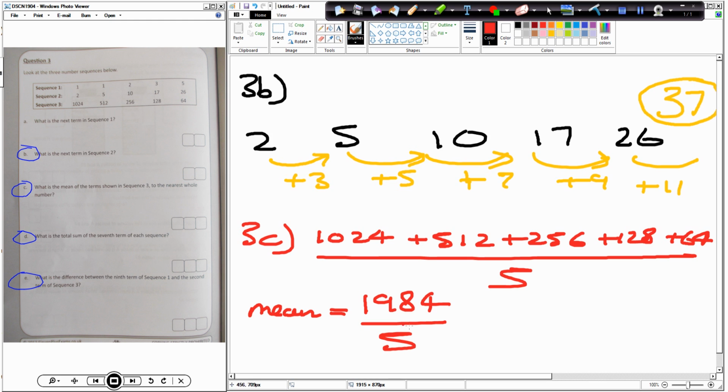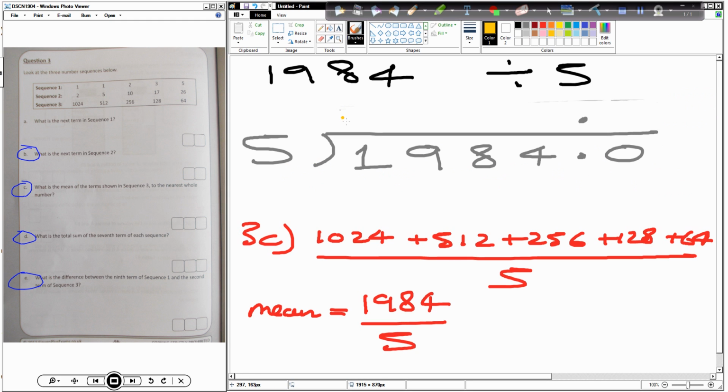I need a bit more space. 5 into 19: how many times? 3, remainder 4. How many 5s in 48? 9 remainder 3, because 5 times 9 is 45. How many 5s going into 34? 6 remainder 4. How many 5s going into 40? 8. Now, the question says give it to the nearest whole number.